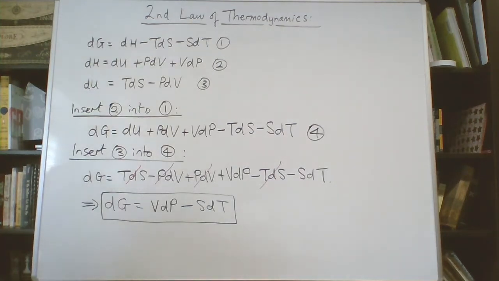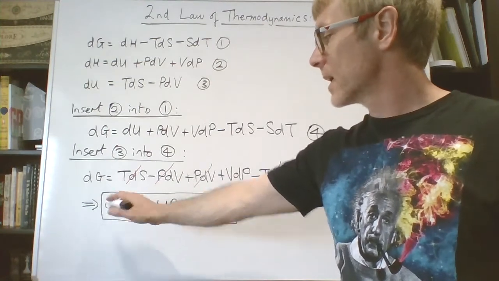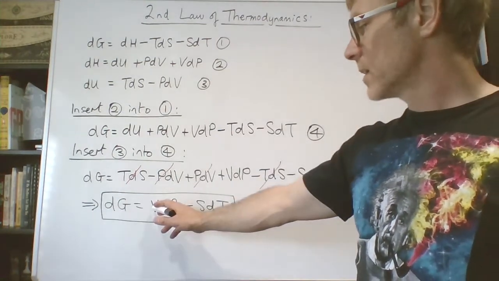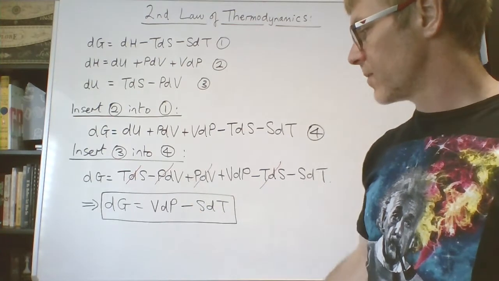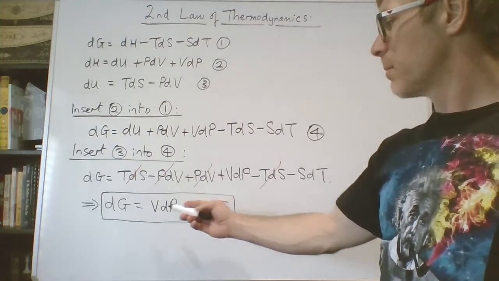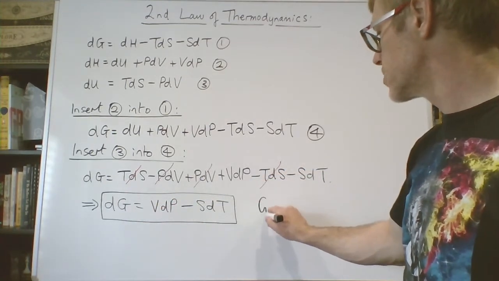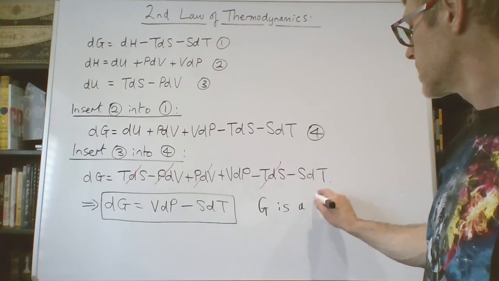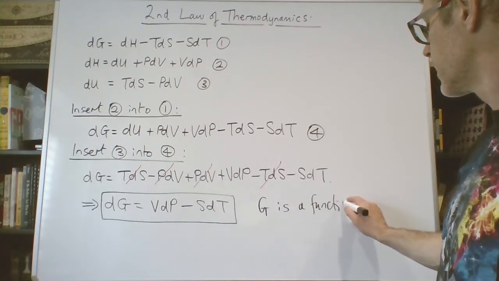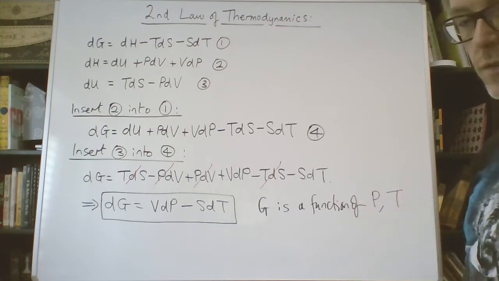So what have we learned? We've learned that Gibbs is a function of pressure and temperature. So if we vary Gibbs, volume is not varying, so it's not a function of volume, and entropy is not varying, so it's not a function of entropy here. But what will vary with Gibbs is pressure and temperature. So we've learned that G is a function of P and T, pressure and temperature.